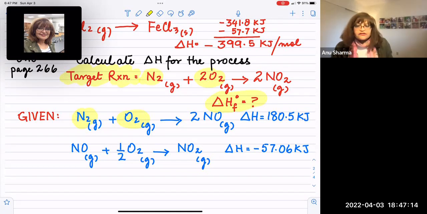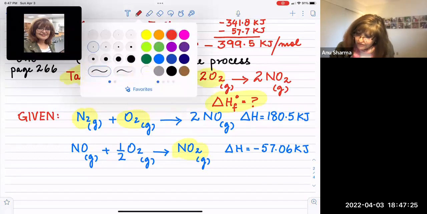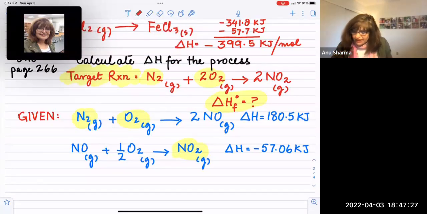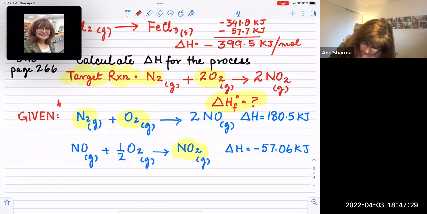Now we don't need nitrous oxide. We do not need that. But we need nitrogen dioxide. So nitrogen dioxide is on the product side in the target reaction and the given reaction. So keep this one as is, and here also keep as is.